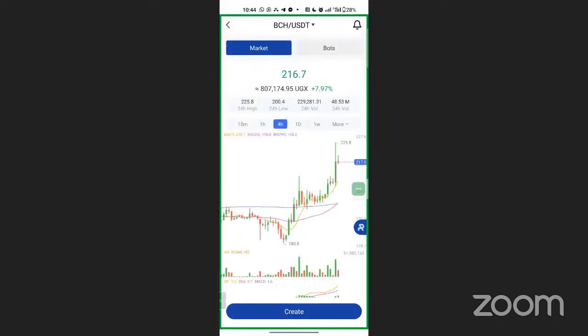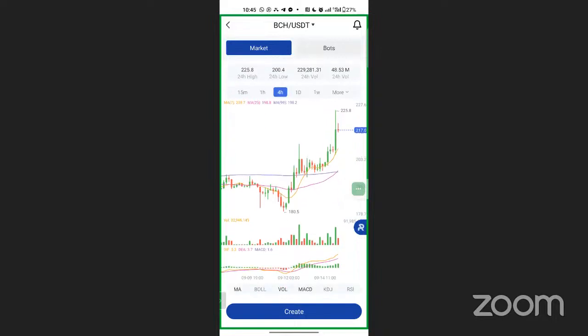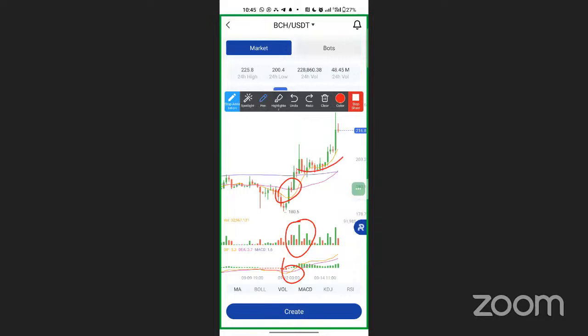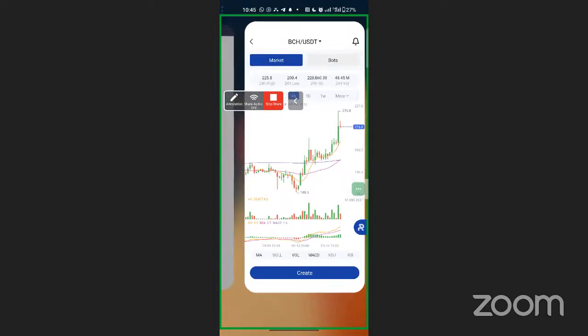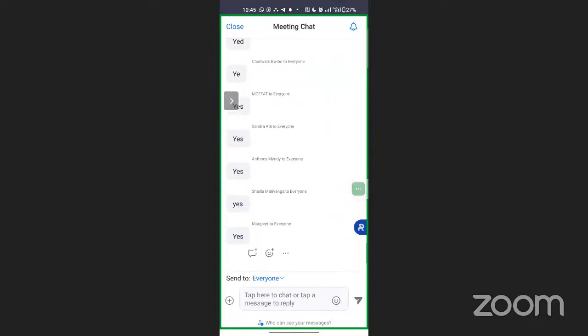Let's go to BCH. And I have a question. Did BCH qualify to be traded in that area I have circled in the 4-hour time frame? All this. Was BCH qualifying to be traded by then? Let me know in the chat. Beautiful.